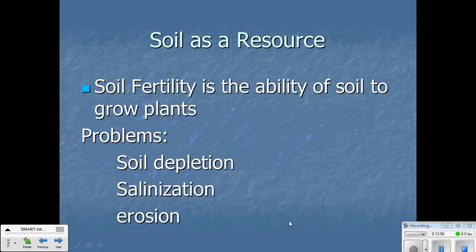Soil as a resource. Soil fertility is the ability of soil to grow plants. Problems with using soil as a resource is that the soil can get depleted. If you've ever heard about crop rotation, you can't grow things like beans in one place year after year after year because those beans are going to pull out certain nutrients from the soil and then it'll get depleted of those certain nutrients. Salinization is when you get too much salt in the soil and then you can't use it to grow anything anymore. And then erosion just means the breakdown and transportation of soil.